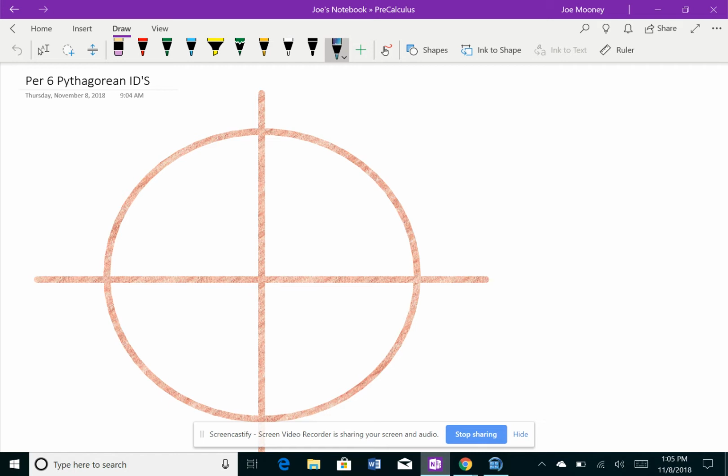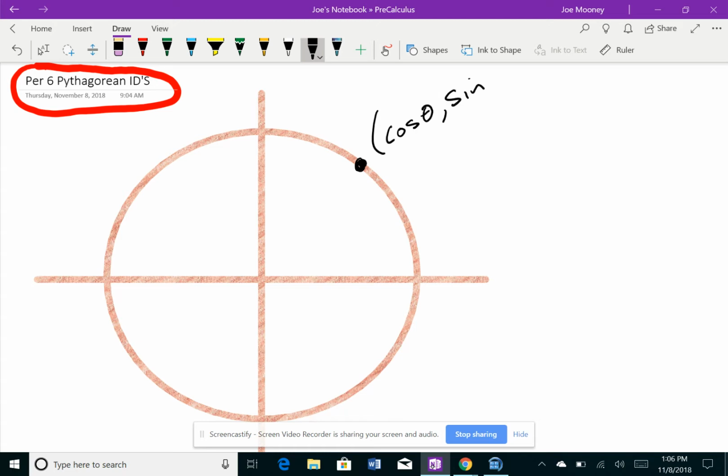So what we have to do, we're going to deal with the Pythagorean identities. Okay, the Pythagorean, because they're based on the sides of a right triangle. So what I've scripted out here is a unit circle. Okay, so any point on that circle has a coordinate pair of cosine of an angle, sine of an angle.